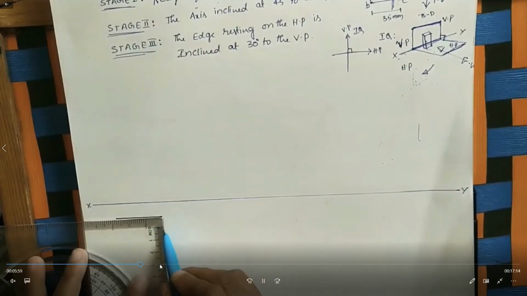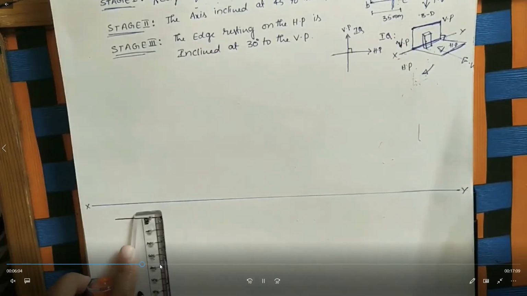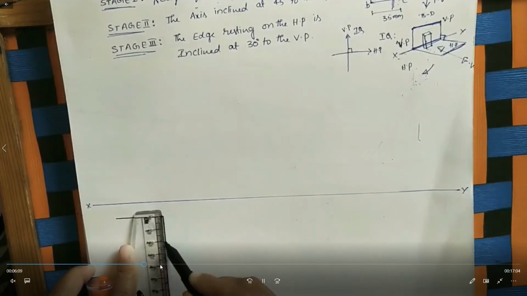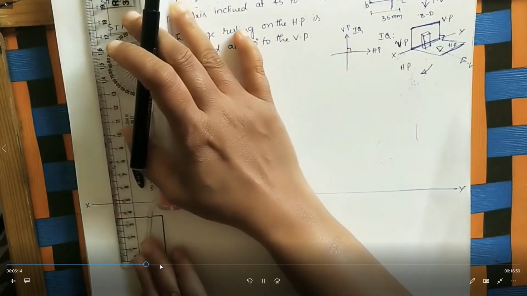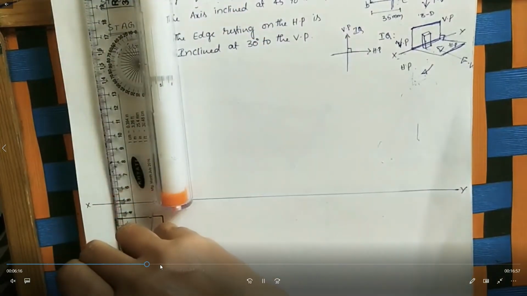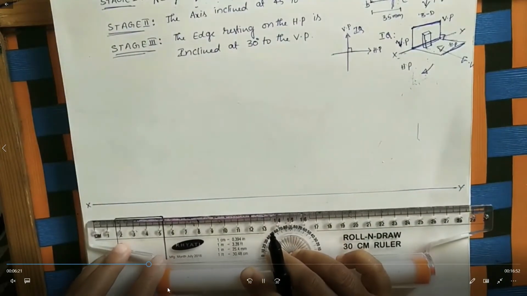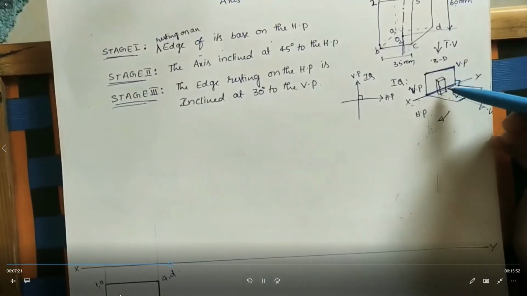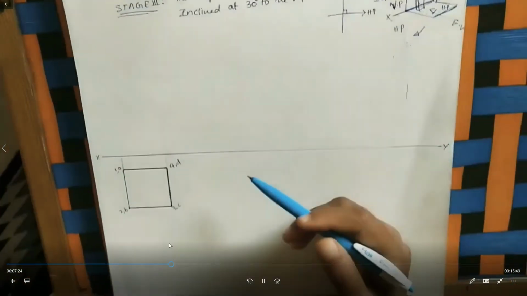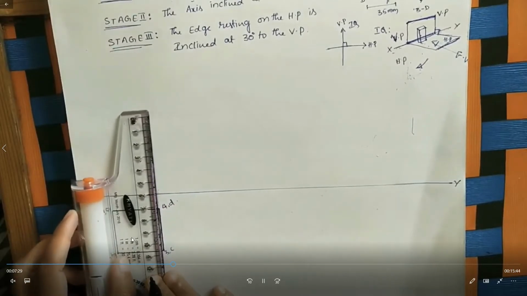First we draw the reference line, that is XY. Then with the help of the scale, we draw a 35 mm side distance, a square with four equal sides. In this way we draw the square. Now you label the points A, B, C, D. These are the points of the square.